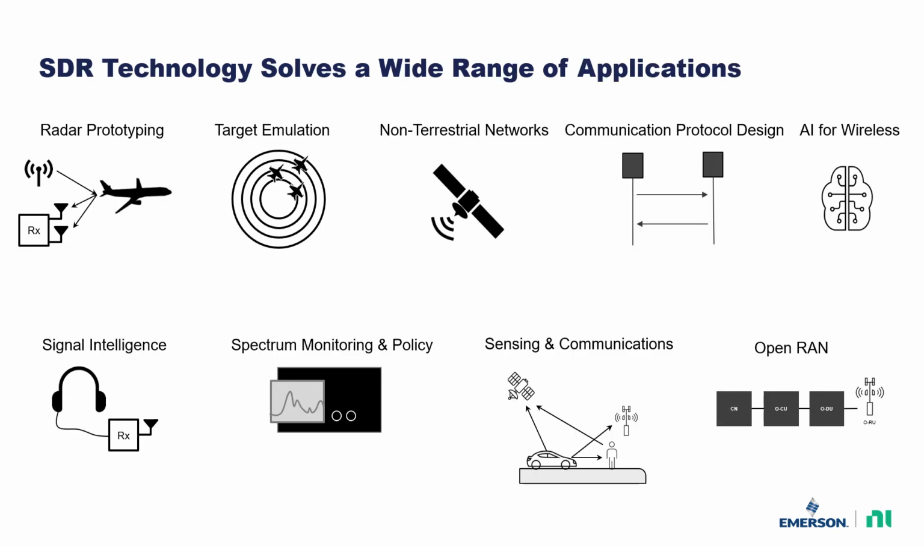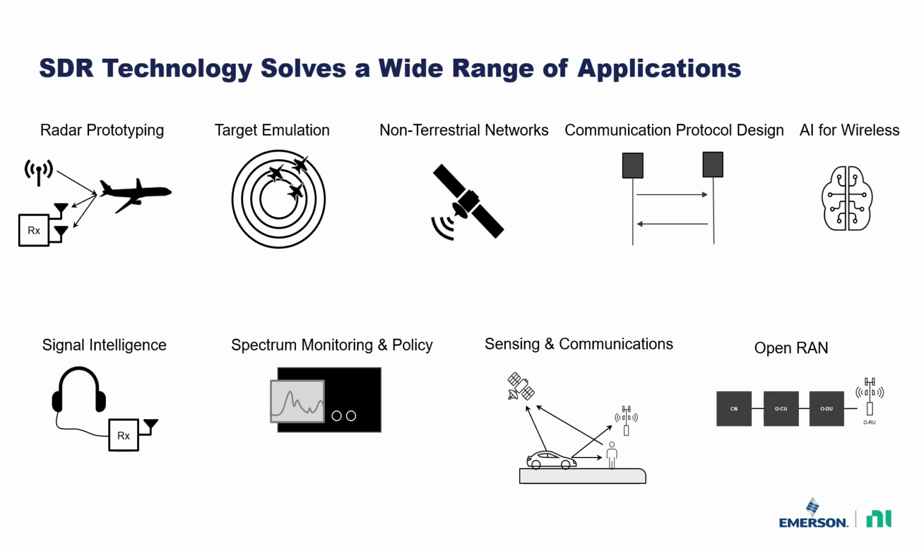SDRs can be used in a wide variety of different applications, everything from doing radar prototyping and target emulation, all the way up to doing joint communications and sensing and AI research for wireless. There's typically two main areas where we see SDRs used. We have it for communications related research, specifically wireless comms, as well as more aerospace and defense type of applications. And what we're seeing now with 6G is a convergence where some of these applications apply to both.